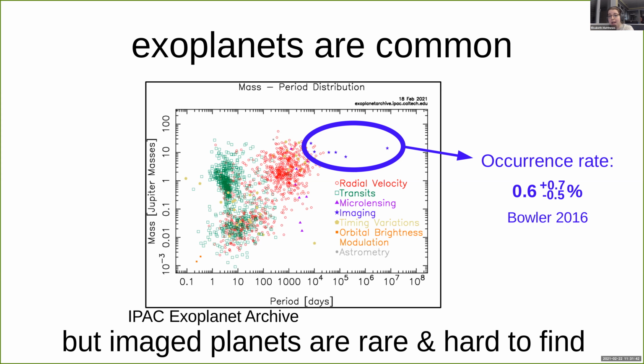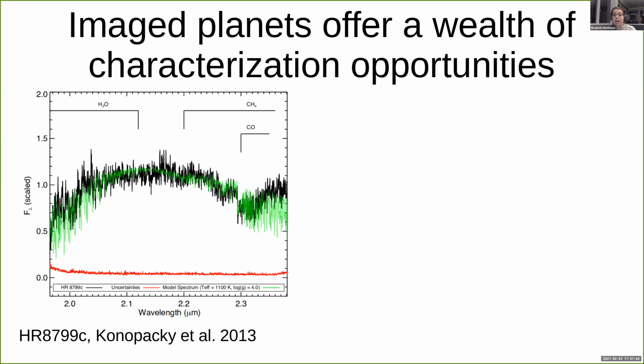Now, the lack of planets of this type is a real shame because these planets are so great in terms of characterization and really understanding the planets, what they're like, how they formed and how they've evolved. And I'm going to highlight just a couple of characterization possibilities for these planets on this slide. So the figure that you're seeing at the moment is the spectrum of HR8799c. This is a directly imaged planet with about 5 Jupiter masses, and all of the structure that you can see.